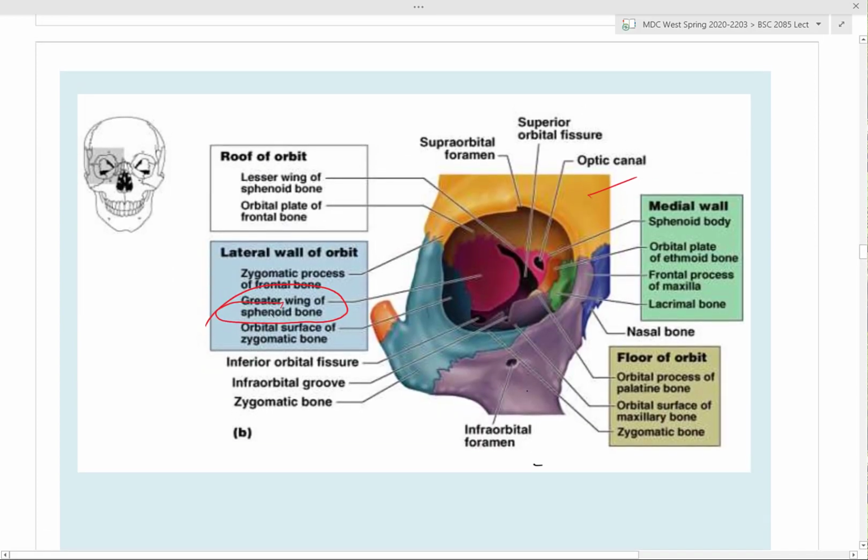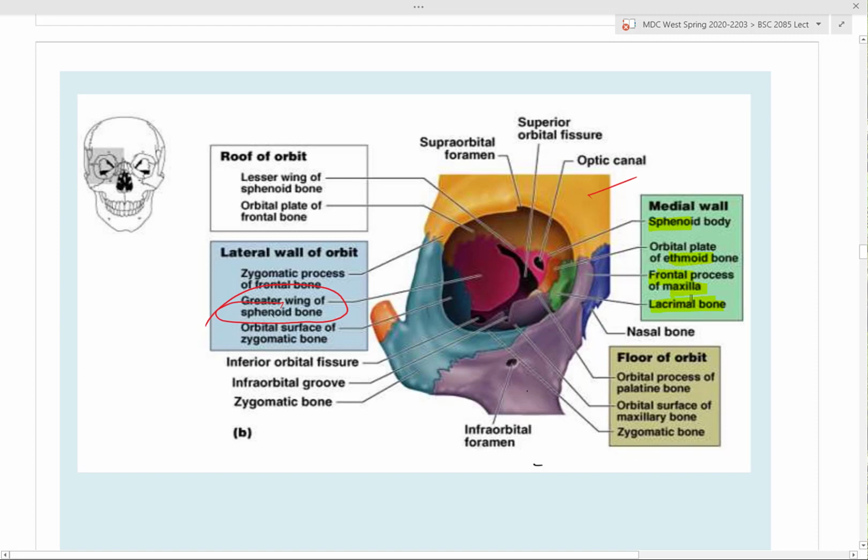On your orbitals, you need to know what the structures are, and this is actually listed in green. So whatever is medial, you have your sphenoid and your ethmoid bone. Again, your sphenoid is the biggest one towards the back, right? Ethmoid is the smallest one, closest to your nasal bone, as well as your frontal, the maxilla, and lacrimal bone. Okay, that's on the medial wall.